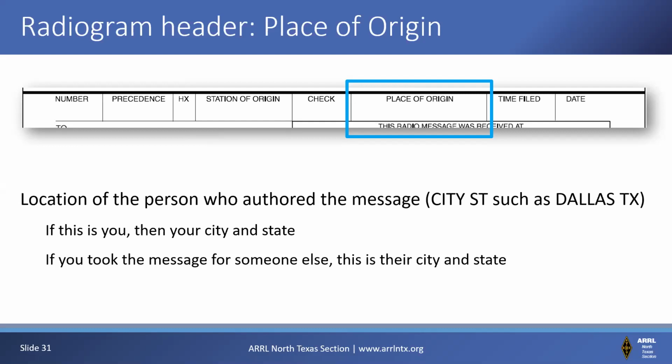So that's the fun curveball. Now, if I were to put Dallas instead of Fort Worth, the system will not implode. But the place of origin is whoever is authoring the text. The station of origin is the first ham that's filling out the radiogram.